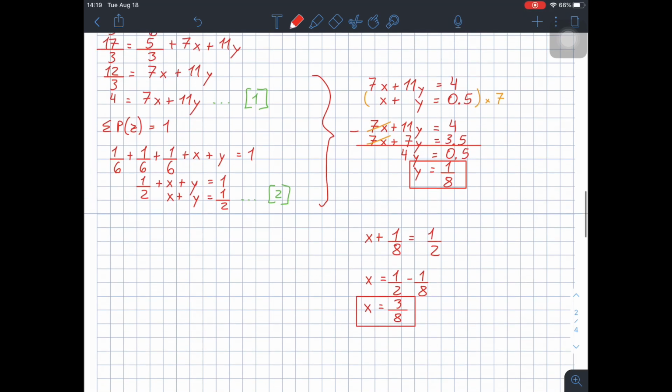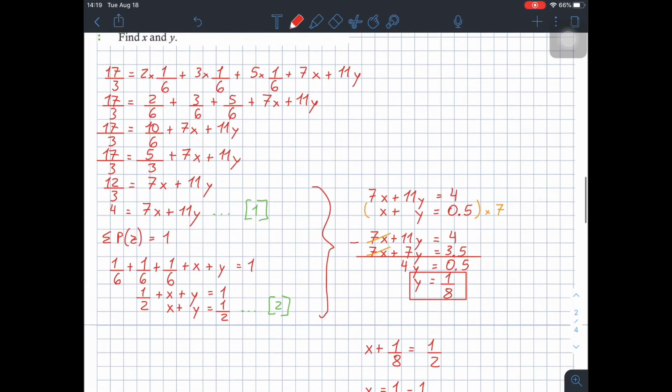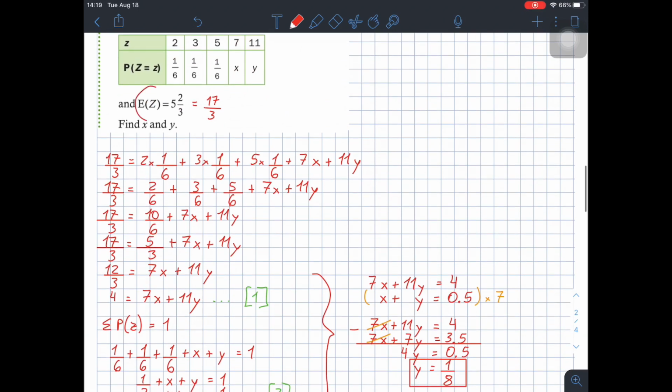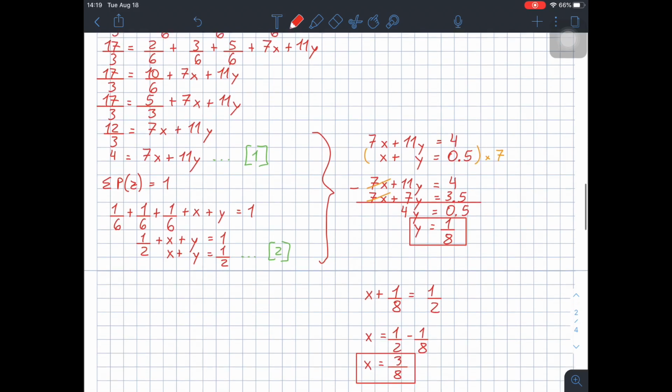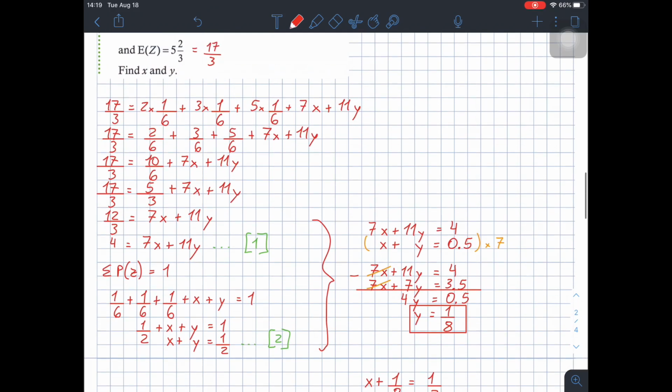So that's how we solve this type of exercise. See that it's only one extra concept that we introduced, which is the expected value of a random variable. Okay, so I hope this was clear. If not, please let me know.